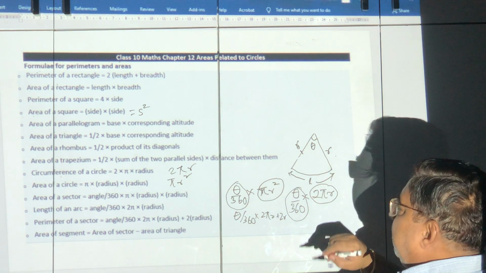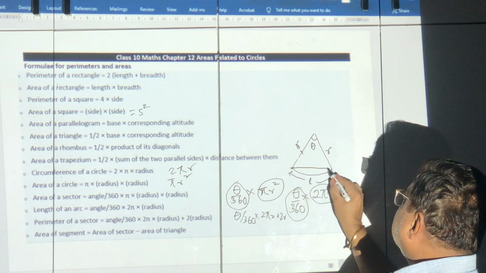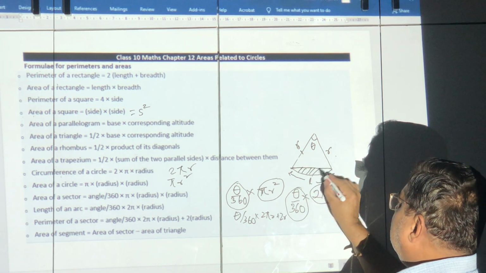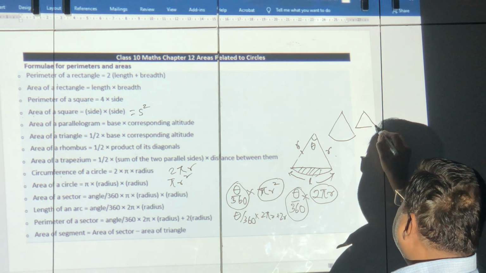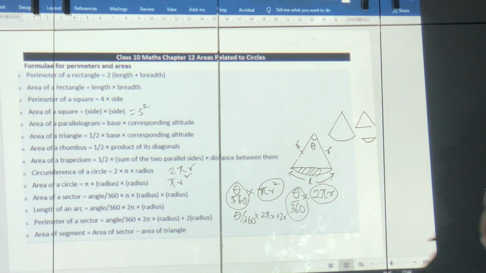Area of the segment. Segment is this, my friends. If you want this area, find the whole sector and minus the triangle. So you subtract the area of the triangle from the sector, and you will get that little slice left. That is how we find the area of a segment. Segment is a piece.